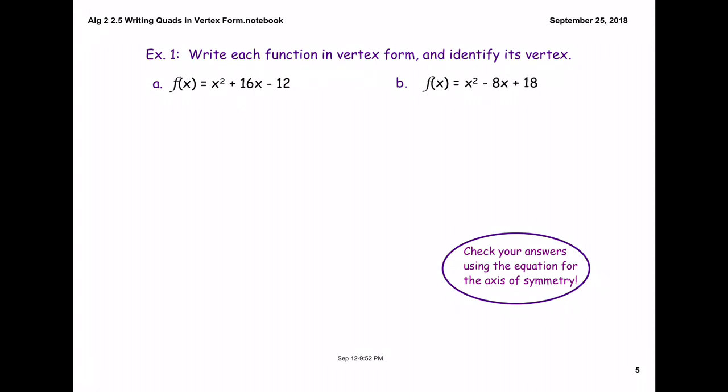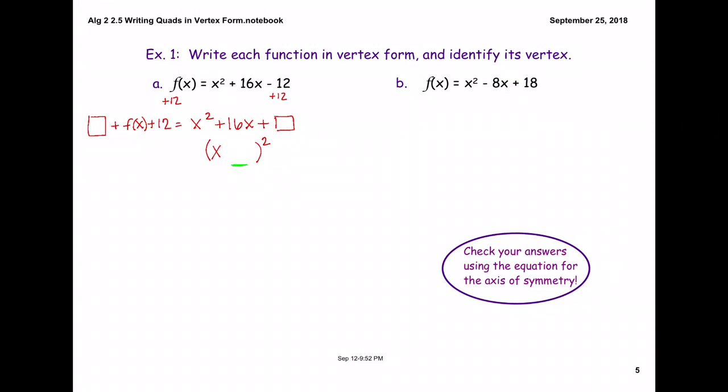So the first thing we are going to do is move our constant to the opposite side of the equation by adding 12. So we're going to have f of x plus 12 is equal to x squared plus 16x plus box. If we add a box to the right-hand side of the equation, we must add a box to the left-hand side as well. We're then going to complete the square, which is going to give us some binomial squared.